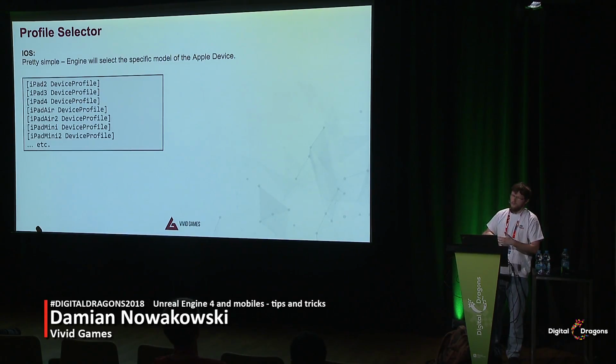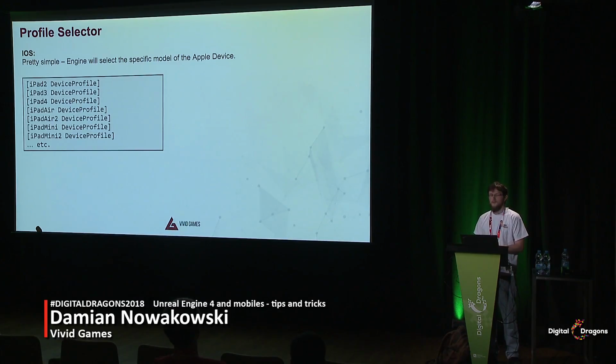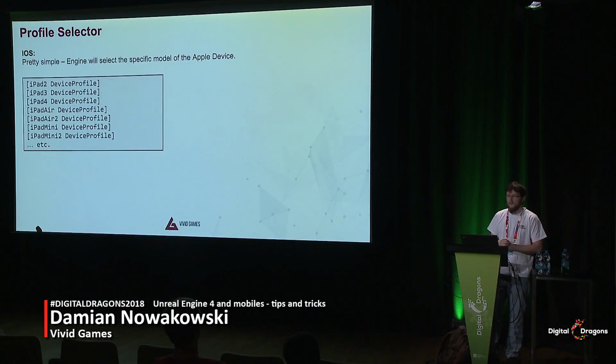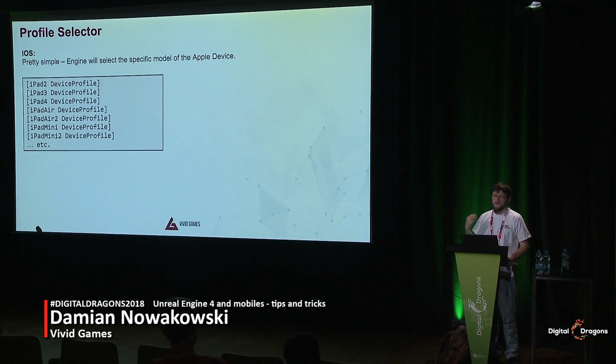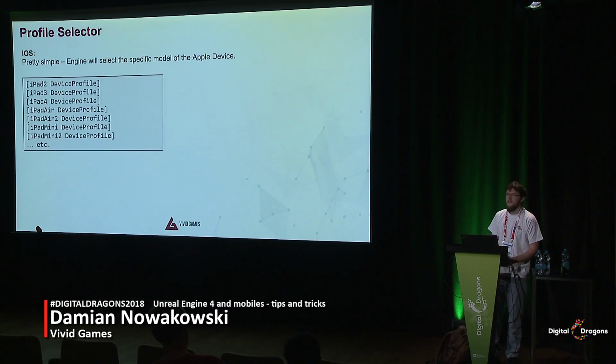Okay, we can set up all of these different settings for different platforms, but how does the Unreal Engine know which profile to use? For iOS, it's pretty simple. We don't have many devices from Apple, so each profile is for a different device: iPad 4, iPad 2, iPhone 5, iPhone 5s. Every device has a separate profile.